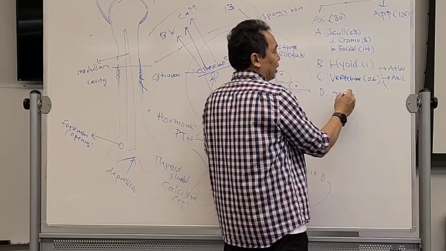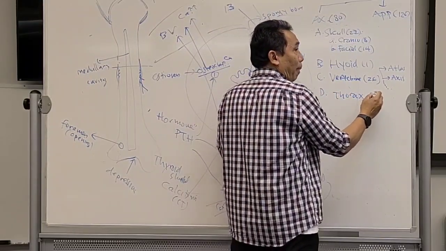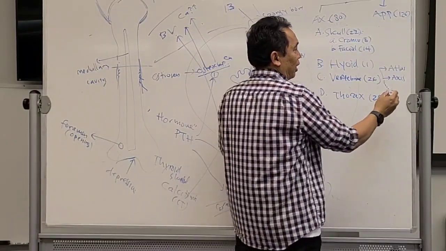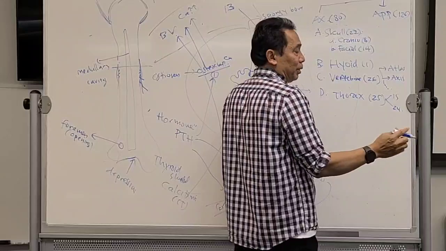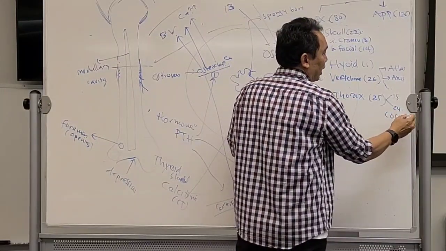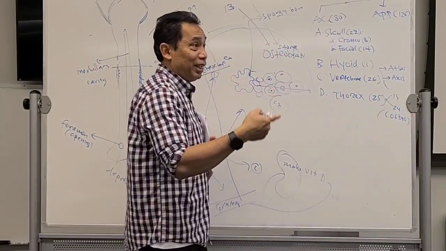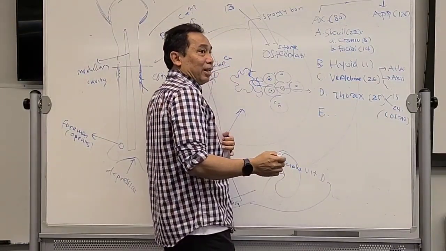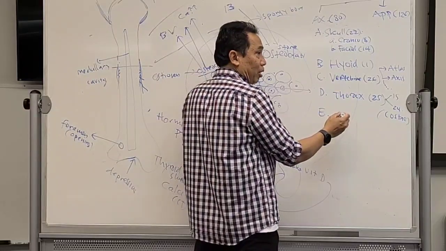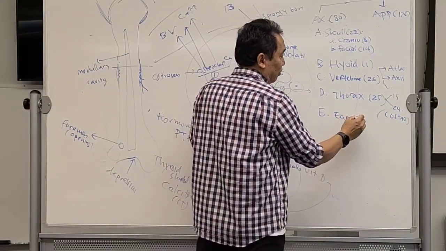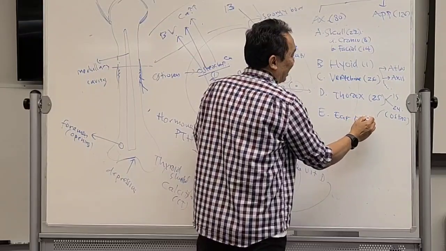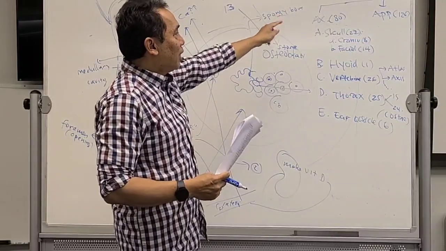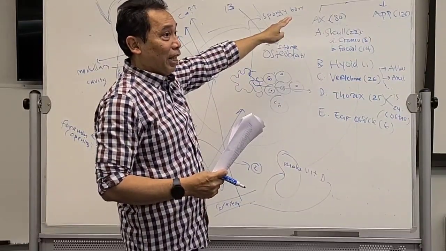Next, thorax or rib cage. How many bones? 25. One sternum, 24 ribs. Another word for rib is costae. So costae means rib. If it is in the exam, costae means rib. And then the last one, in the middle ear, is called the ear ossicle or auditory ossicle. How many total? 6, 3 and 3. Total should be 80. That's the number.